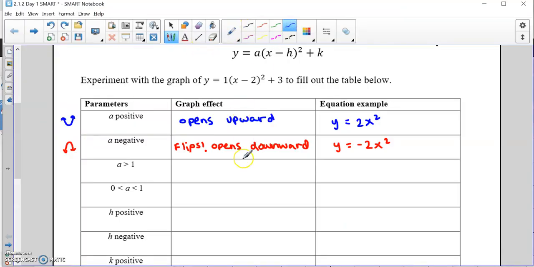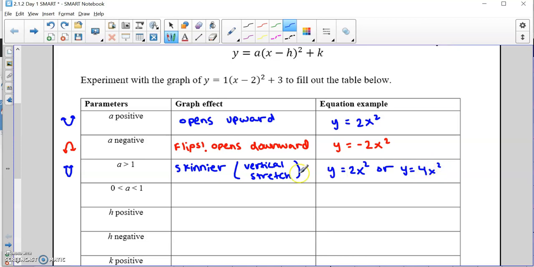Okay, so in my table, I notice that when it's a bigger number, it gets skinnier. I know that's a little weird, but this is something called a vertical stretch. Sorry, not compression, stretch. Mixing up my words. It gets skinny. If you think about it, when you pull on a rubber band, it gets skinnier, right? And that's kind of what's happening with this vertical stretch. So an example would be the same thing we chose up here, right? 2x squared or 4x squared, anything with a big enough number.